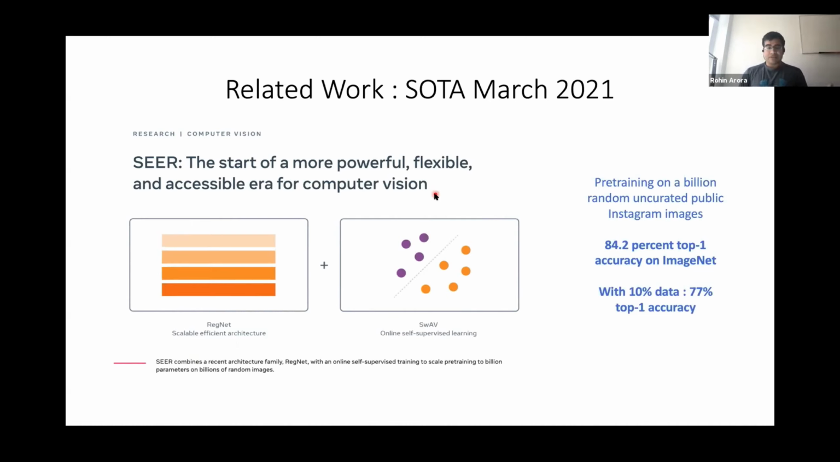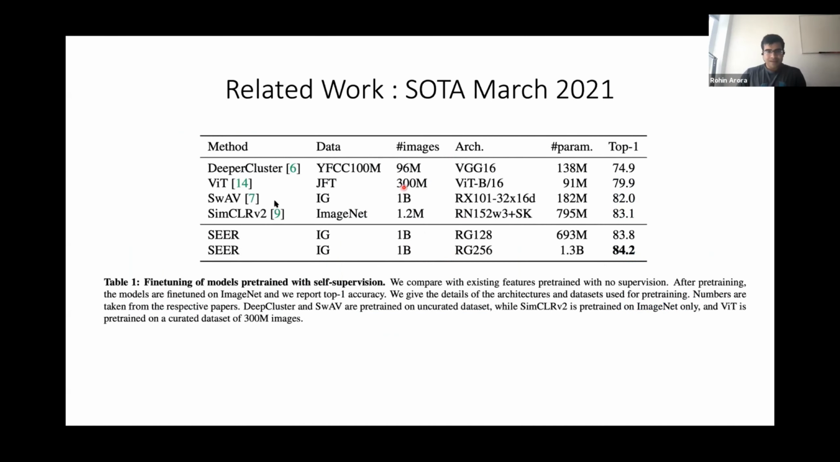So this is the state-of-the-art result as of today. The key thing again is that you just have a lot more images, a lot more data, and your results keep on increasing. SEER really says that they have 84.2% accuracy using 1 billion Instagram images. And then it compares it with SimCLR, which is say 83%, which is like a 1% improvement in performance.